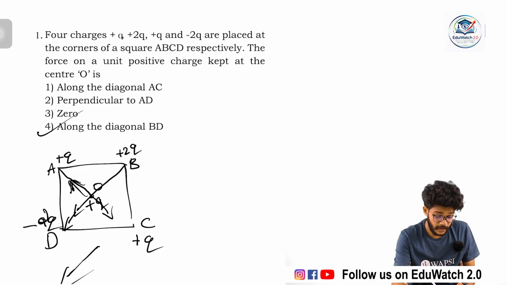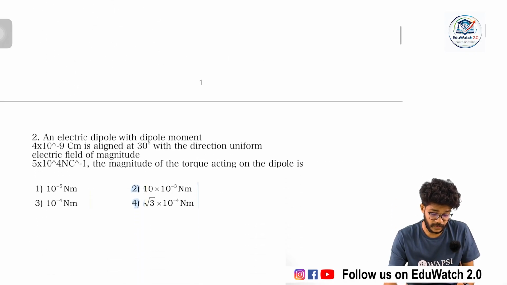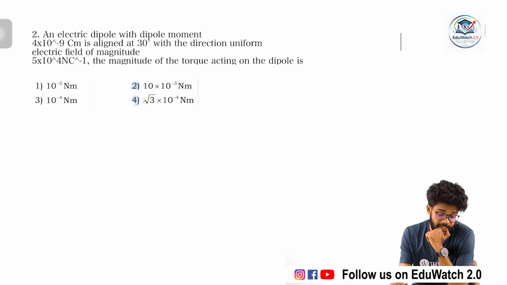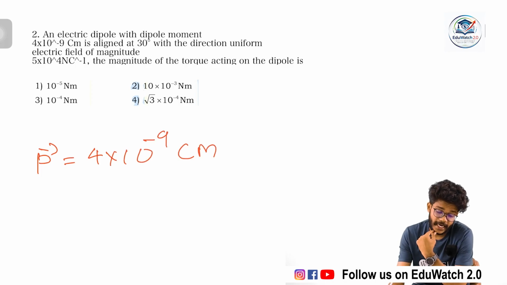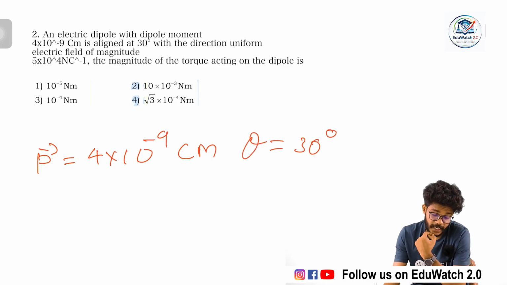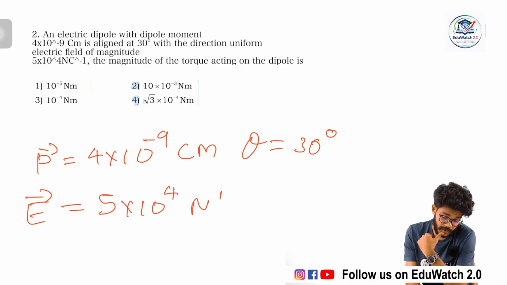Okay, so we can move to the next question. Okay, the second question. An electric dipole with a dipole moment, so P is given as 4 into 10 raised to minus 9 coulomb meter. Okay, is aligned at 30 degree. So theta is 30 degree with the direction of a uniform electric field of magnitude 5 into 10 raised to 4 Newton per coulomb.